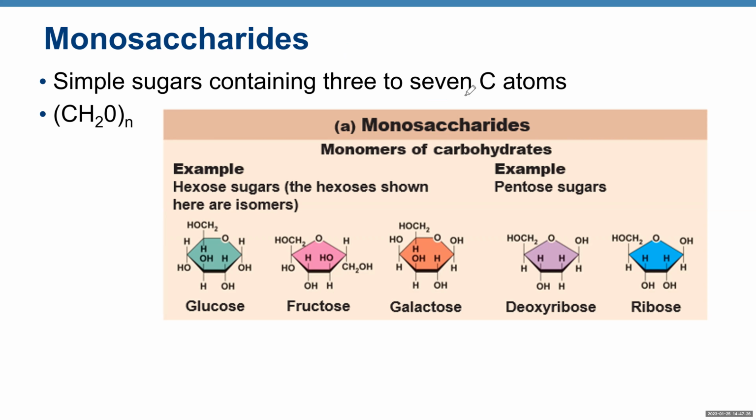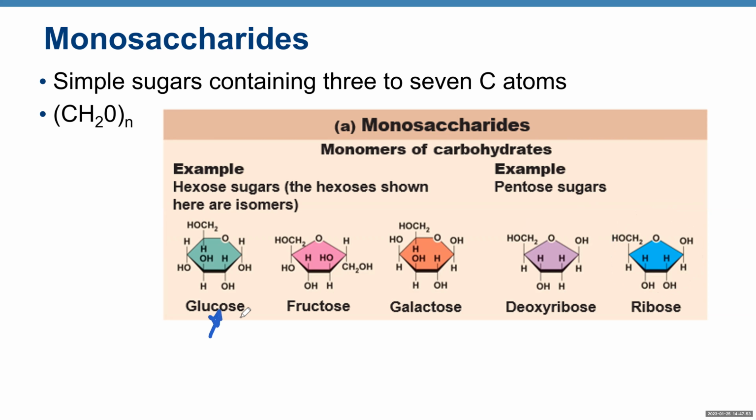So here are examples of monosaccharides. You have glucose, fructose, galactose. Those are hexoses, which have 6 carbon atoms. And pentose sugars with 5 carbon atoms: deoxyribose, sugar of DNA, and ribose, sugar of RNA.